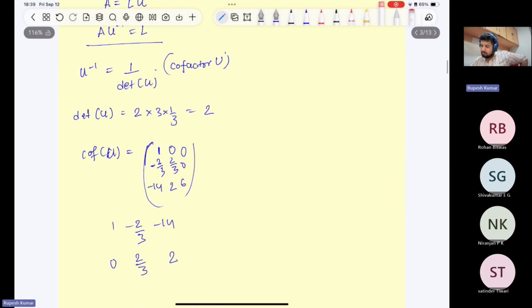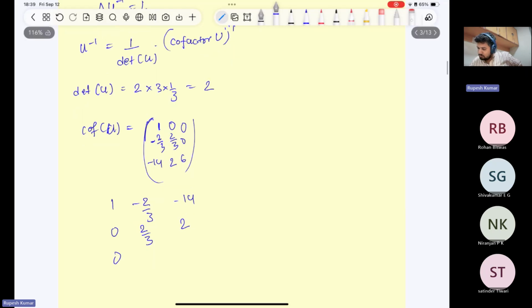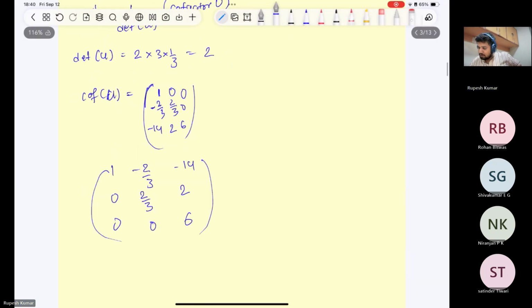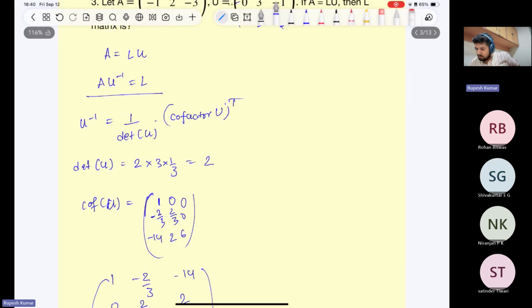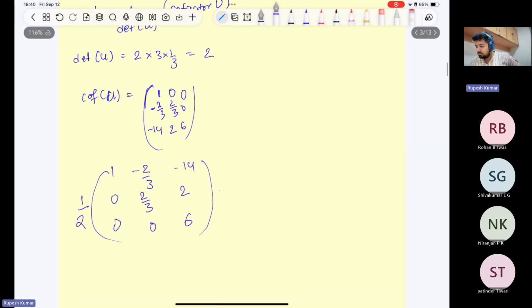Okay, this will be upper triangle. Yeah, this has to be transpose, right? So this becomes 1, minus 2 by 3, minus 14, 0, 2 by 3, 2, 0, 0, 6, right? And it is just divided by the determinant, so everything becomes 1 by 2 times this. So this is U inverse.